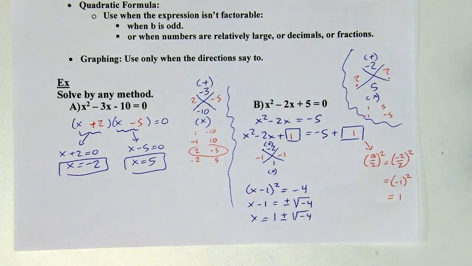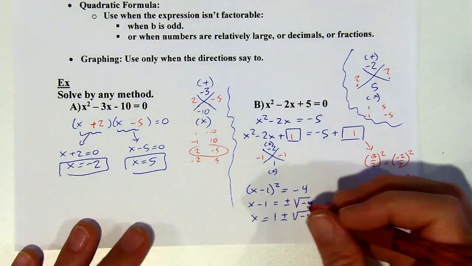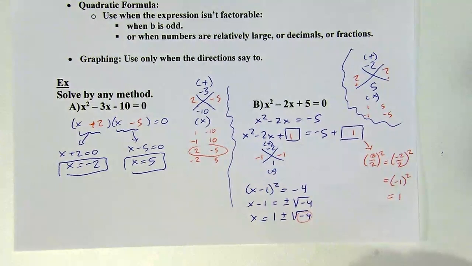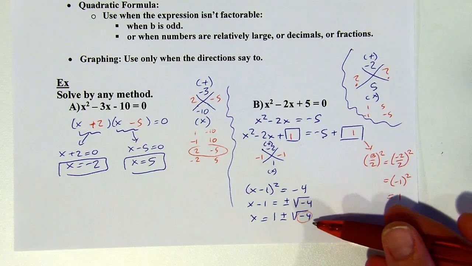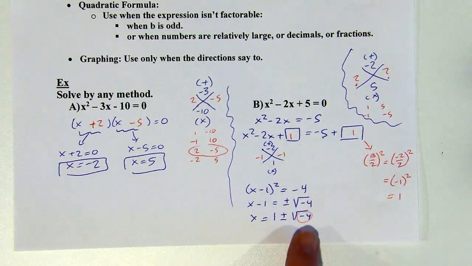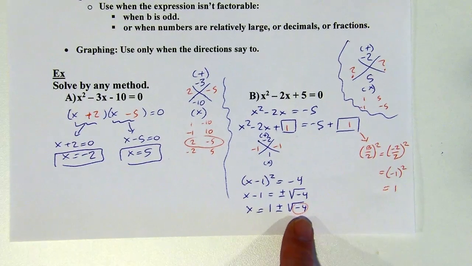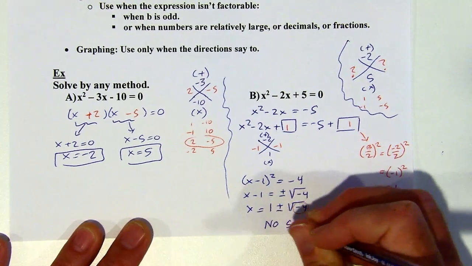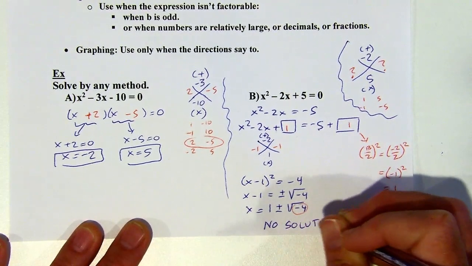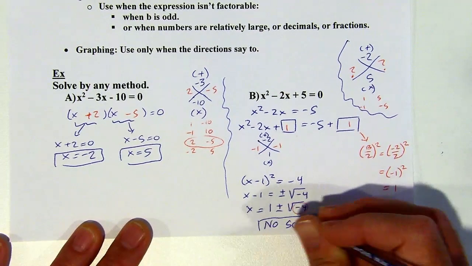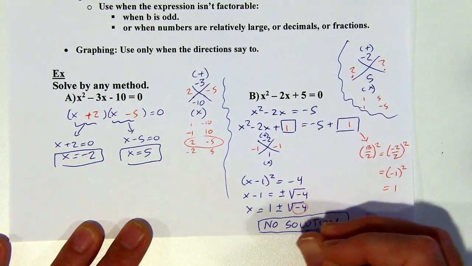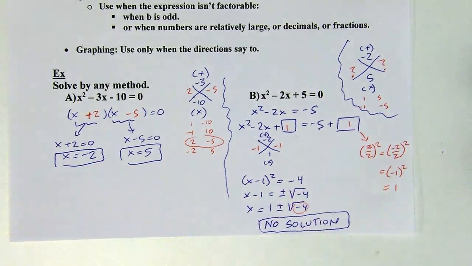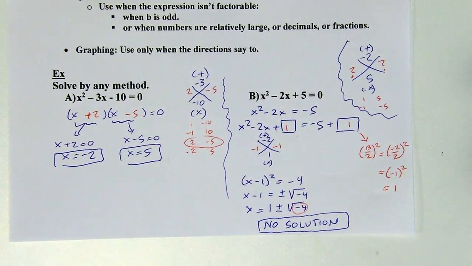Now I've got the square root of a negative number, and that doesn't exist. There's only an imaginary solution to that, which we haven't gotten to yet. So anytime you have the square root of a negative number, we're going to say no solution. So this one has no solution. It means if you graphed the related parabola, it wouldn't cross the x-axis. There would be no x-intercepts. All right, that's the end of that long section, and I'll see you next time.